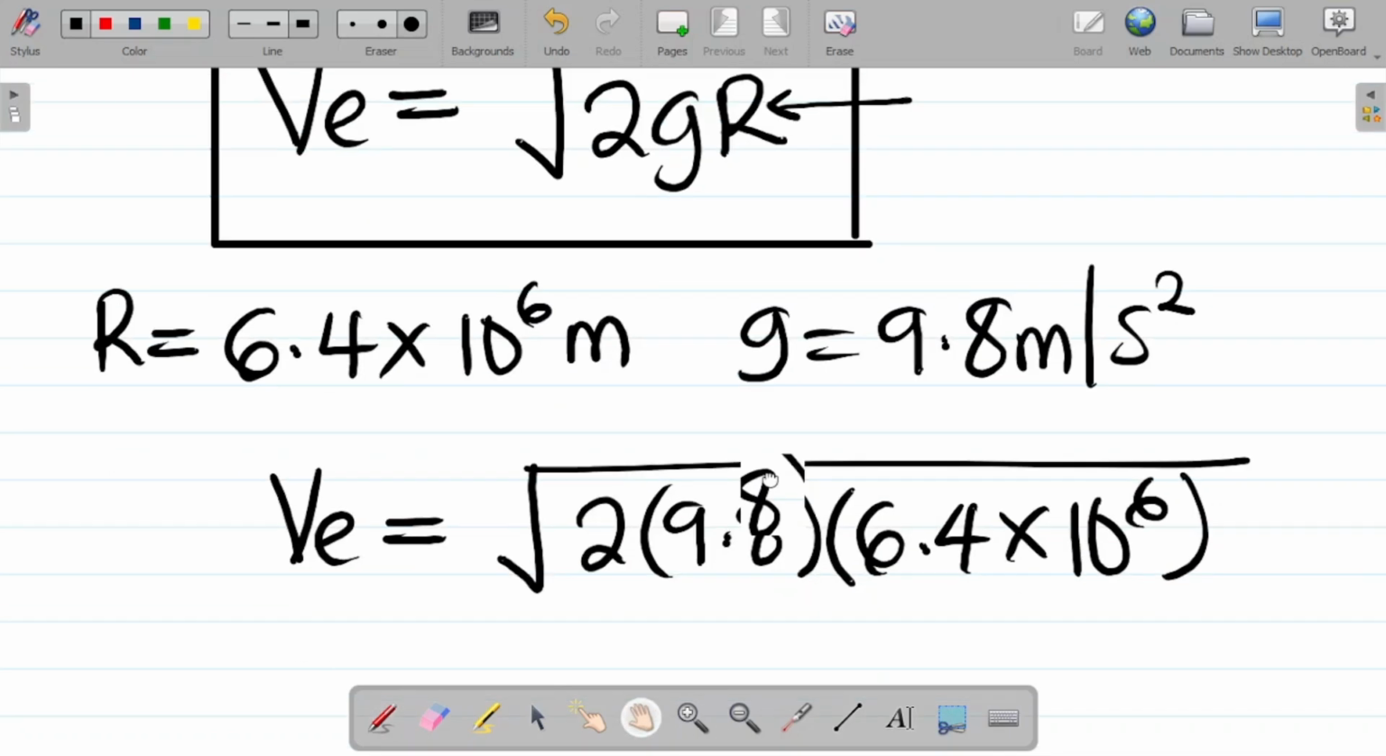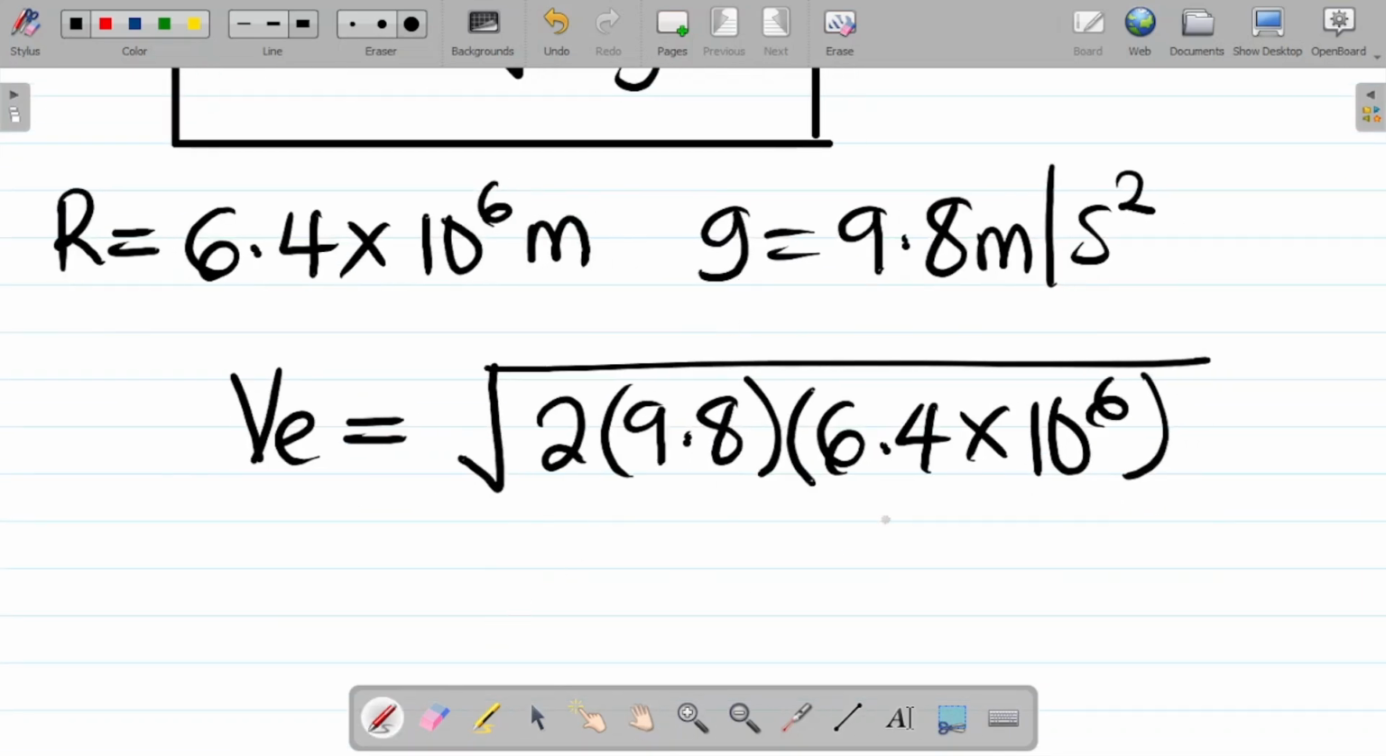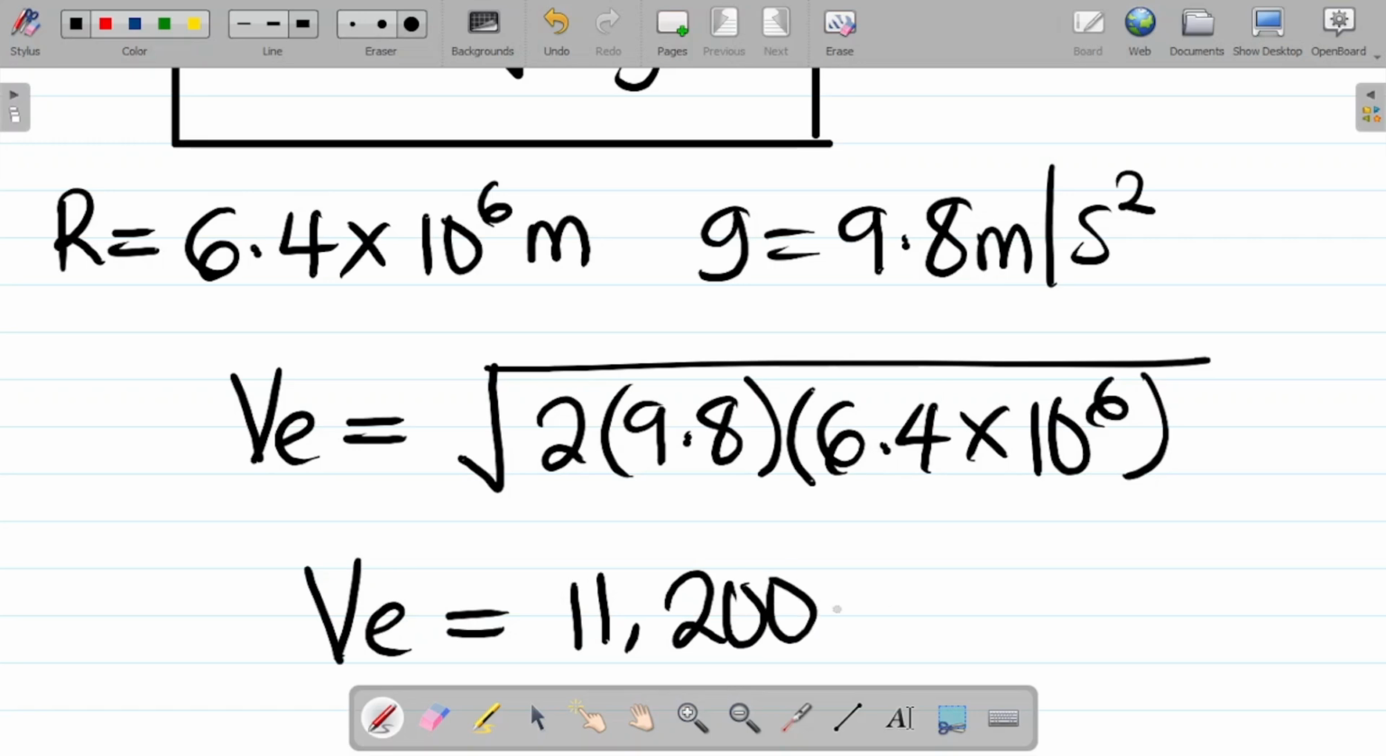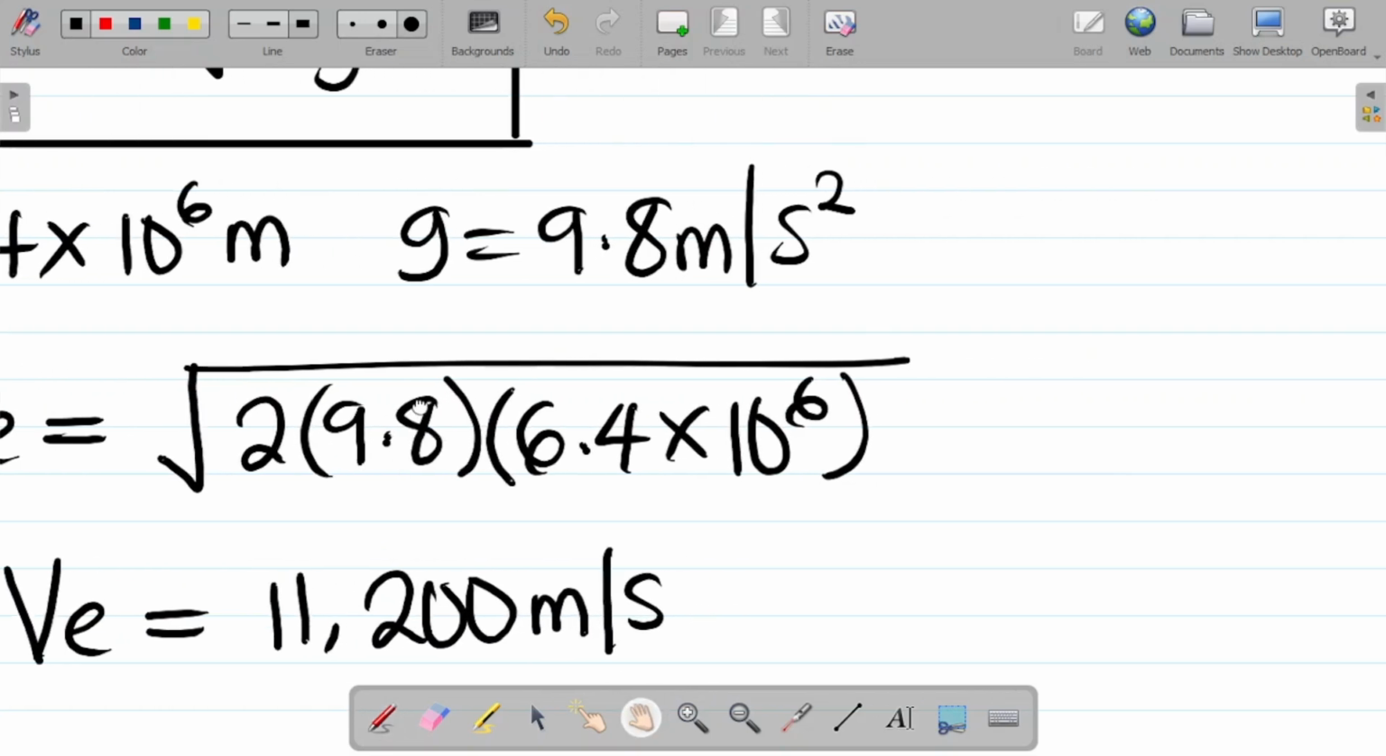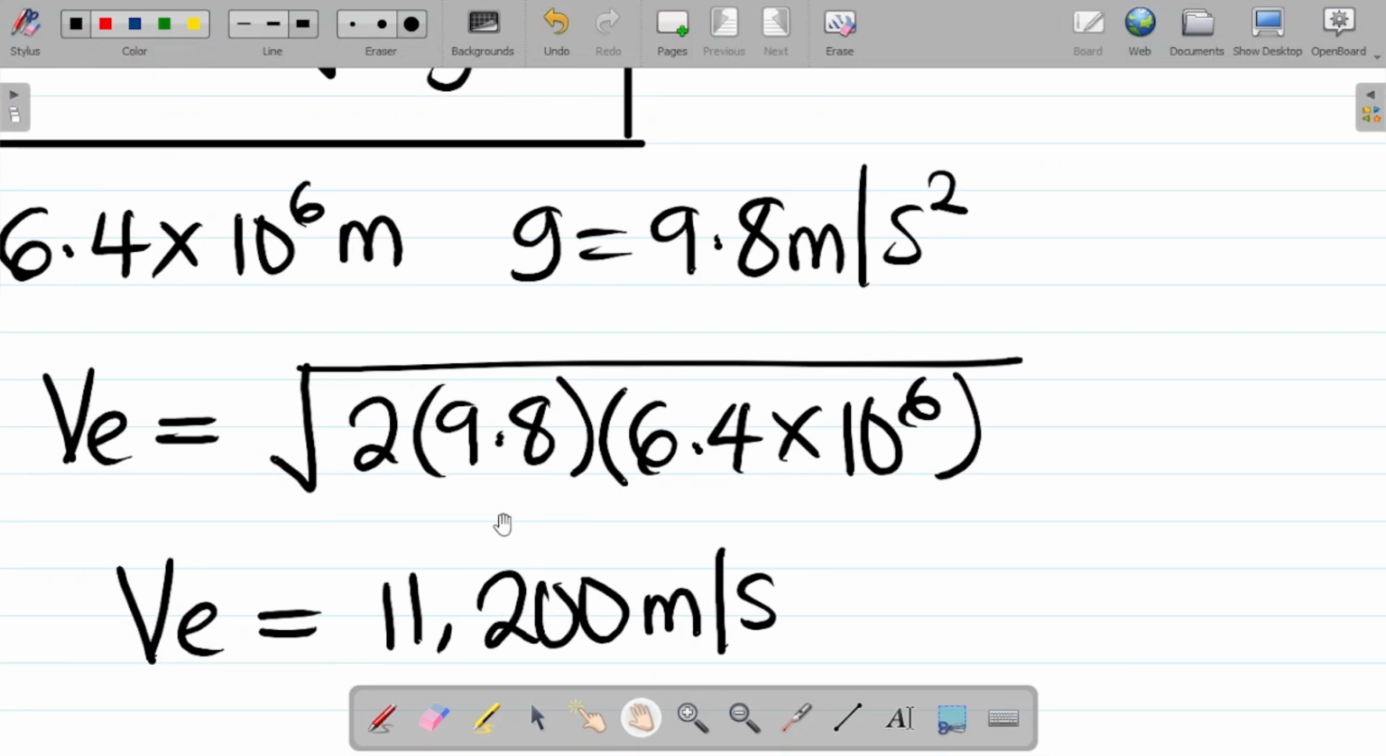Okay, I'll get my calculator. I'll punch this very fast. So we'll have that VE, escape velocity, is equal to the square root of 2 times 9.8 times 6.4 times 10 to the power 6. The value is about 11,200 meters per second.